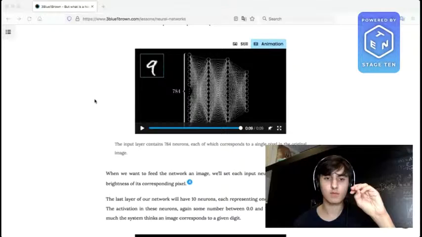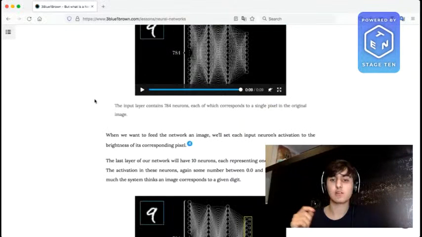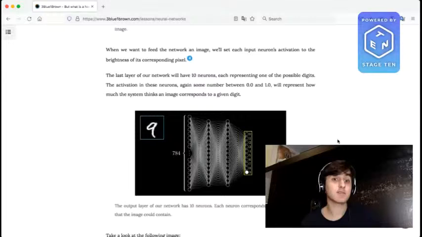Let's keep on going. When we want to feed the network an image, we'll set each input neuron's activation to the brightness of its corresponding pixel. Right, that's what we saw before. We're only seeing the first and last neurons because there are way too many. The last layer of our network will have 10 neurons, each representing one of the possible digits. The activation in these neurons, again some number between 0 and 1, will represent how much the system thinks an image corresponds to a given digit.